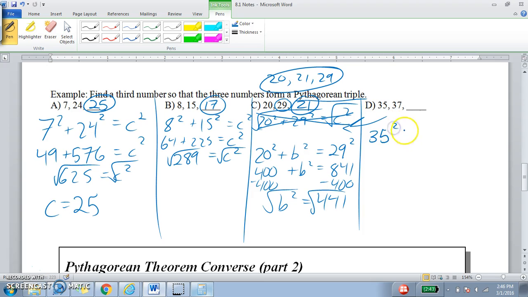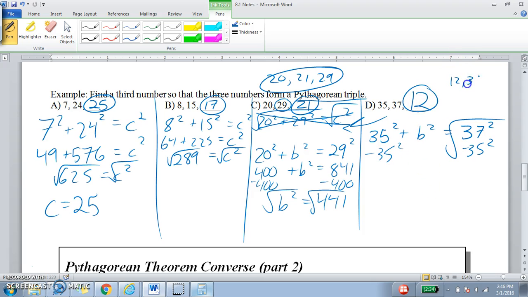So when that happens, you have to set it up like this and say, okay, well, maybe that biggest number is the hypotenuse of my triple. So I set it up like this and solve for that second leg. When we subtract whatever this number is from this number and take the square root of all of that, what we end up with here is 12. So this triple would be 12, 35, 37.